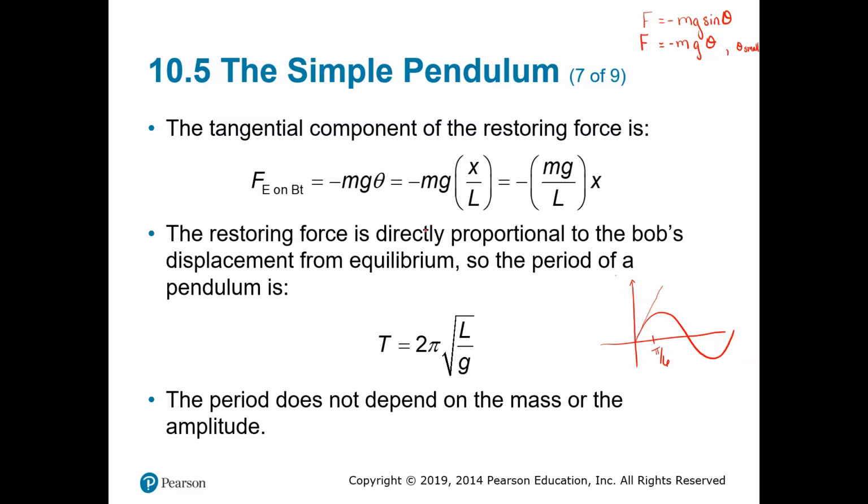So we can look at that. We can look at the tangential component of that restoring force. And what we find is that the period is proportional to 2 pi times the square root of the length of the string divided by gravity. It does not depend on the mass, and does not depend on the amplitude. It just depends on the length of the string.